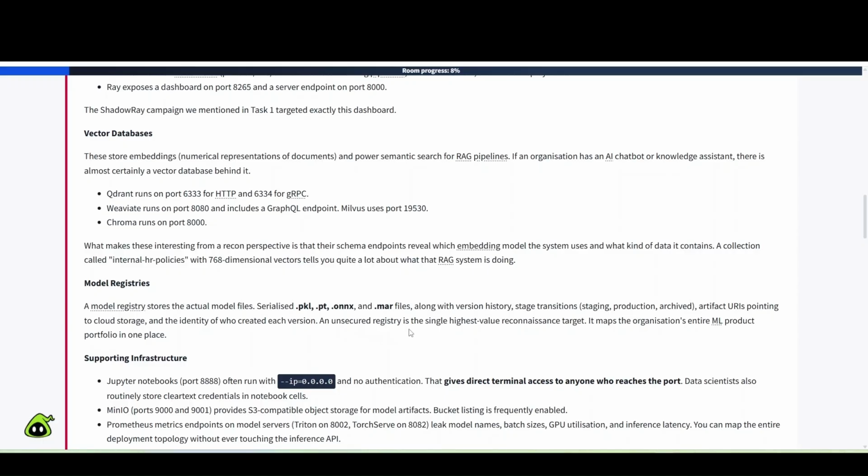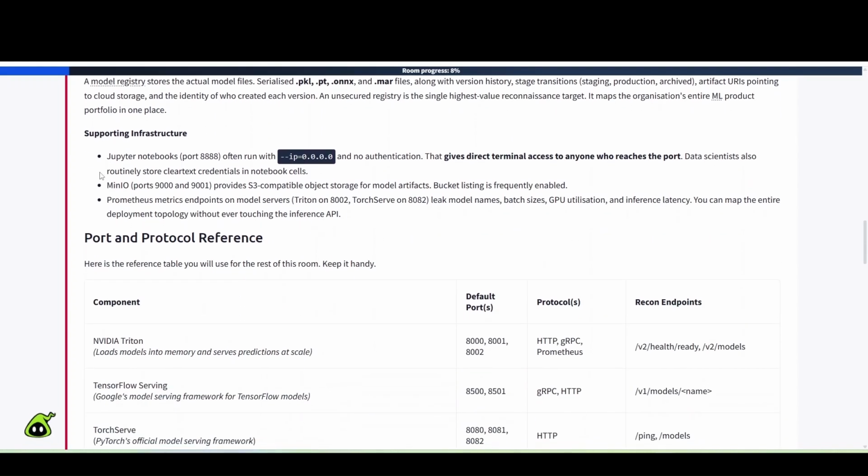An unsecured registry is the single highest value reconnaissance target. It maps the organization's entire ML product portfolio in one place. Supporting infrastructure. Jupyter Notebooks, port 8888, often run with IP equals 0.0.0.0 and no authentication. That gives direct terminal access to anyone who reaches that port. Data scientists also routinely store clear text credentials in notebook cells.